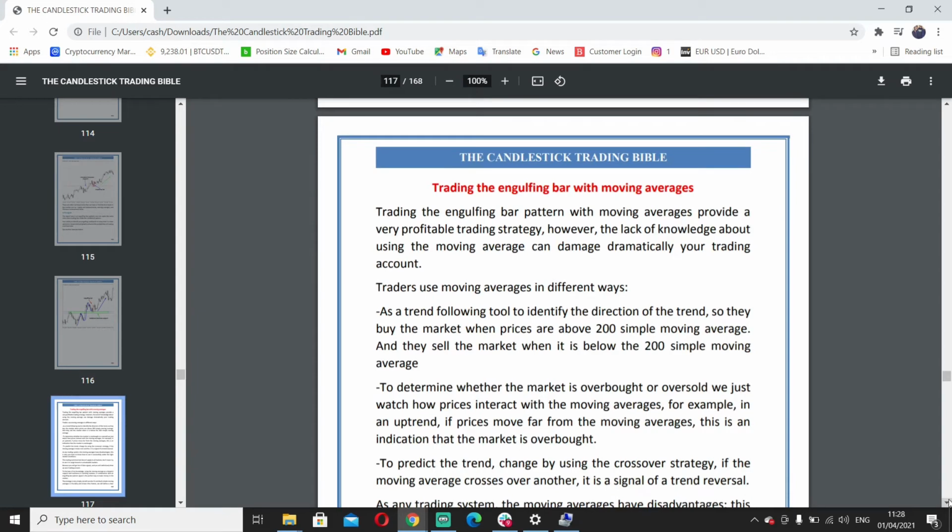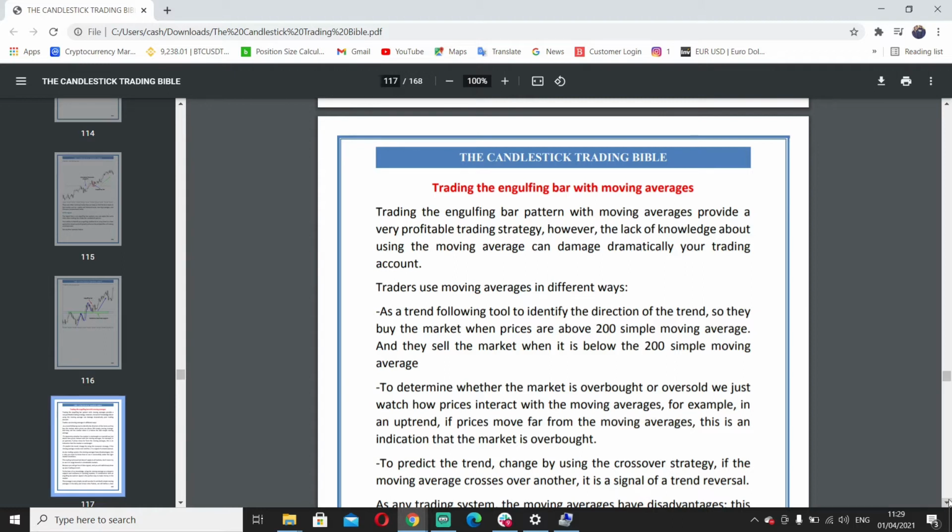Trading the engulfing bar with moving averages. Trading the engulfing bar pattern with moving averages provides a very profitable trading strategy. However, the lack of knowledge about using the moving average can damage your trading account dramatically. Traders use moving averages in different ways: as a trend following tool to identify the direction of the trend, so they buy the market when prices are above the 200 simple MA, and they sell the market when it's below the 200 simple MA. To determine whether the market is overbought or oversold, we just watch how prices interact with the averages.